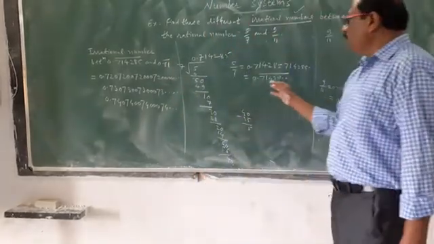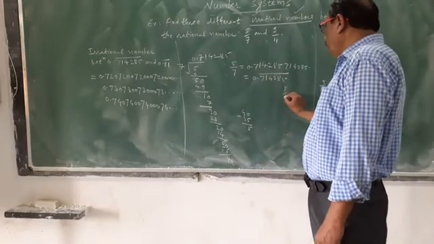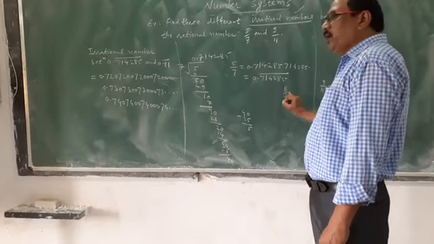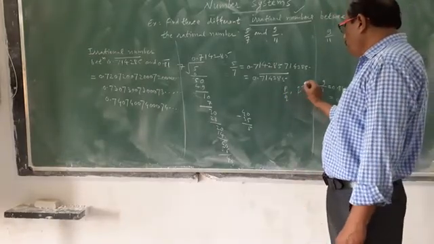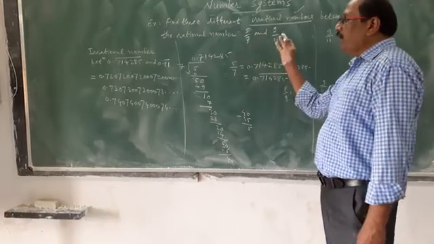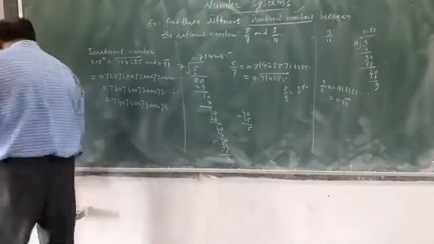Why are these rational numbers? Because we can write these rational numbers in the form of P upon Q. What is P upon Q? P and Q are integers and Q is non-zero. Therefore, these are rational numbers. These are irrational numbers.